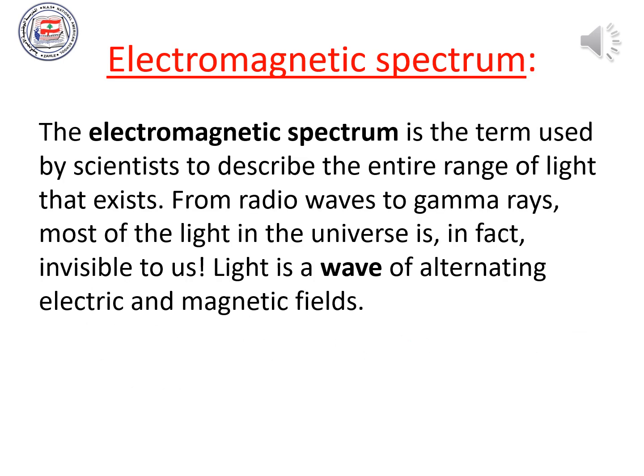Electromagnetic spectrum. The electromagnetic spectrum is the term used by scientists to describe the entire range of light that exists, from radio waves to gamma rays. Most of the light in the universe is, in fact, invisible to us. Light is a wave of alternating electric and magnetic fields, so electromagnetic waves are also called light waves. The electromagnetic spectrum shows the entire range of light that exists, from the smallest frequency to the biggest frequency.